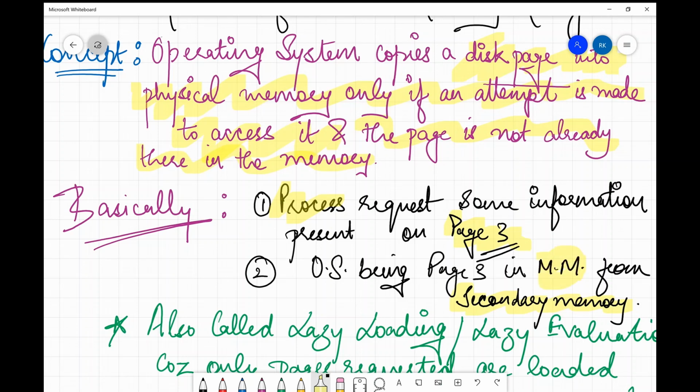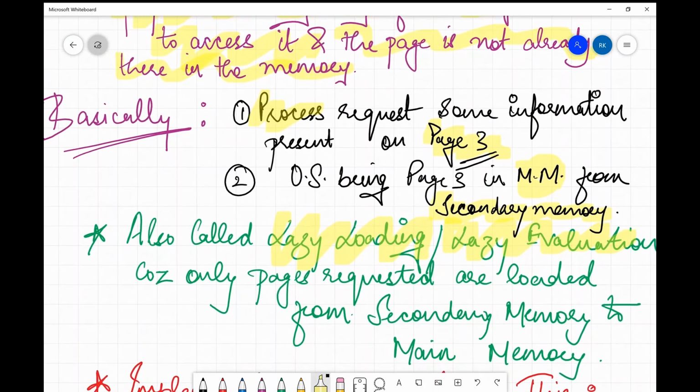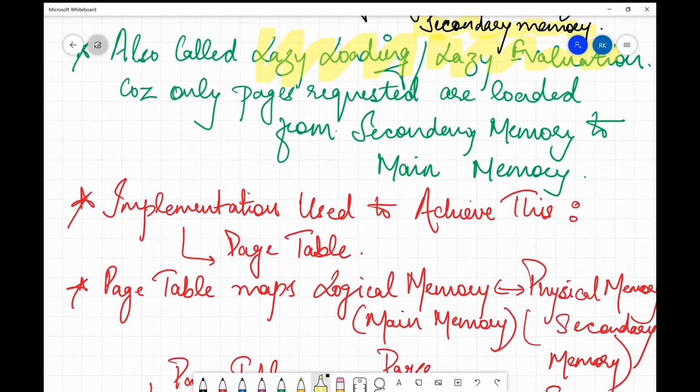main memory. But the important point to note is that the operating system does not initially load all the pages into the main memory. It loads only the pages which are requested by the running processes and on the demand of those processes. So that is why the name is demand paging. The pages are loaded only on demand of the processes and only when they are demanded. That is why it is also known as lazy loading or lazy evaluation technique. Okay, so this we have already discussed.